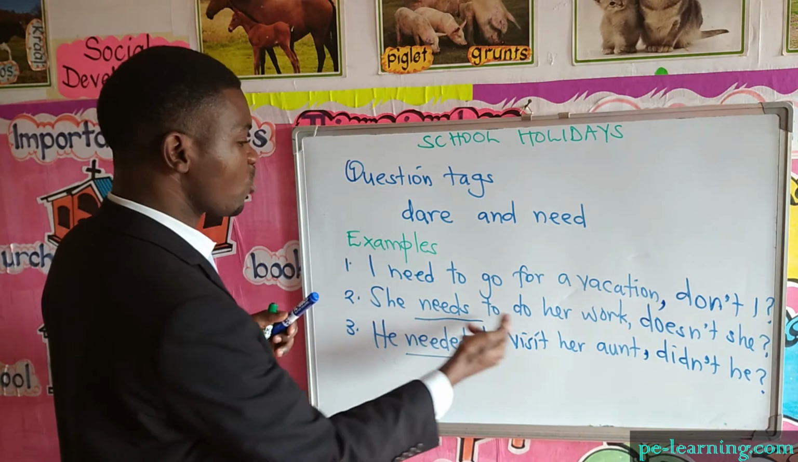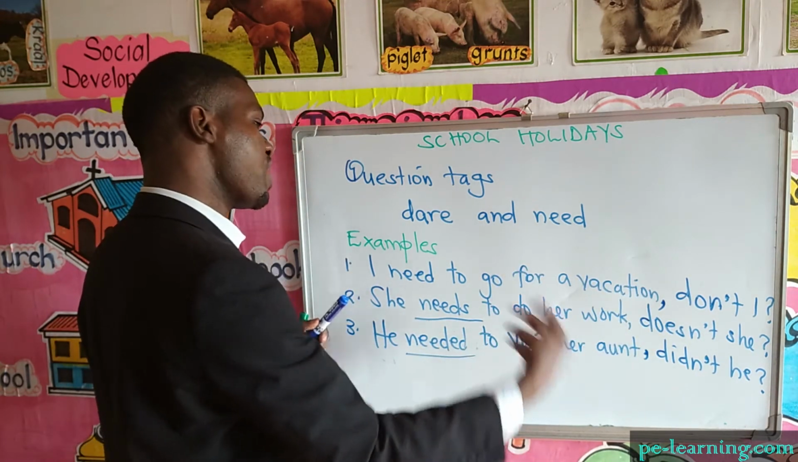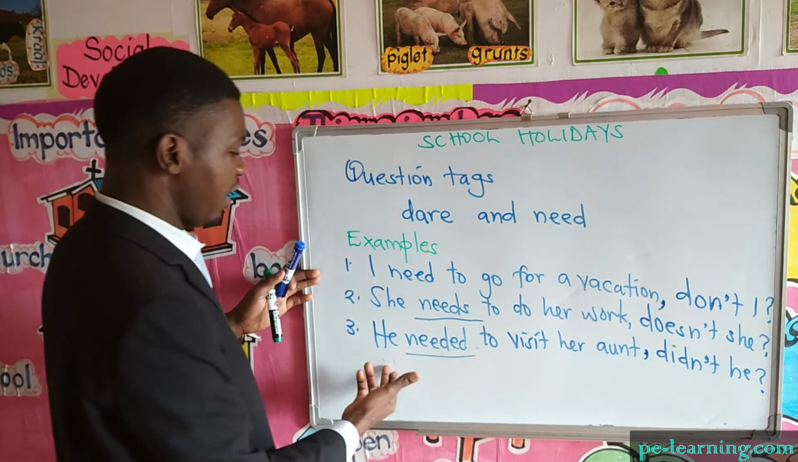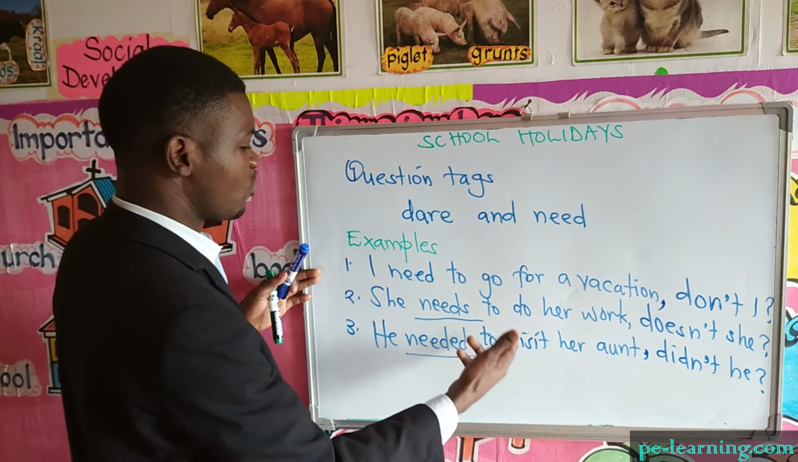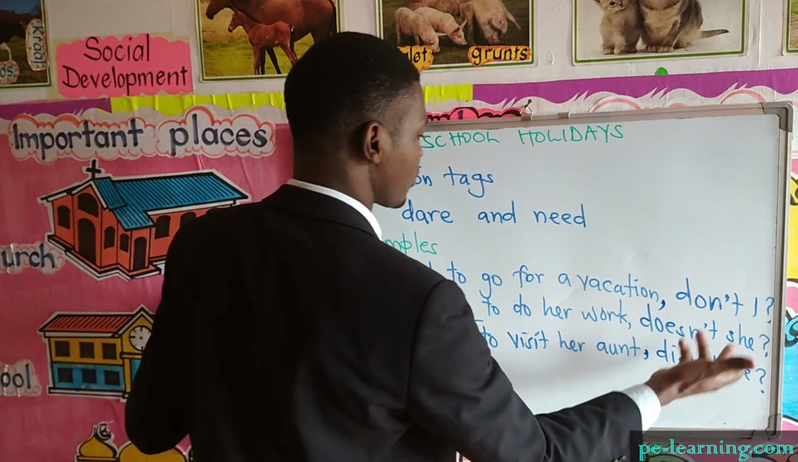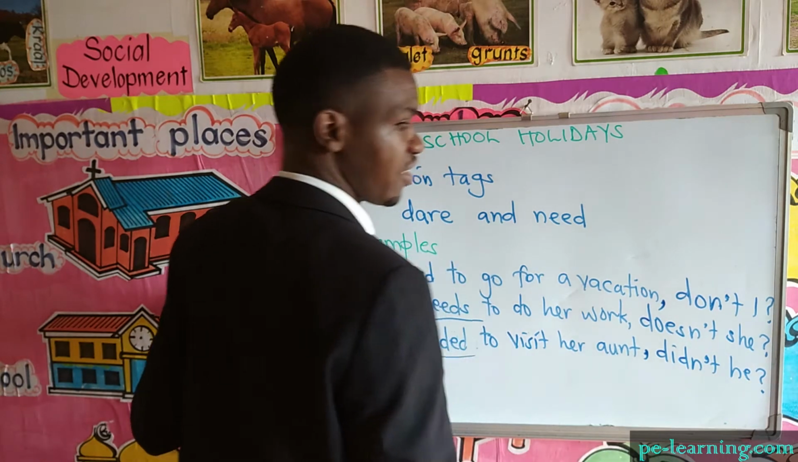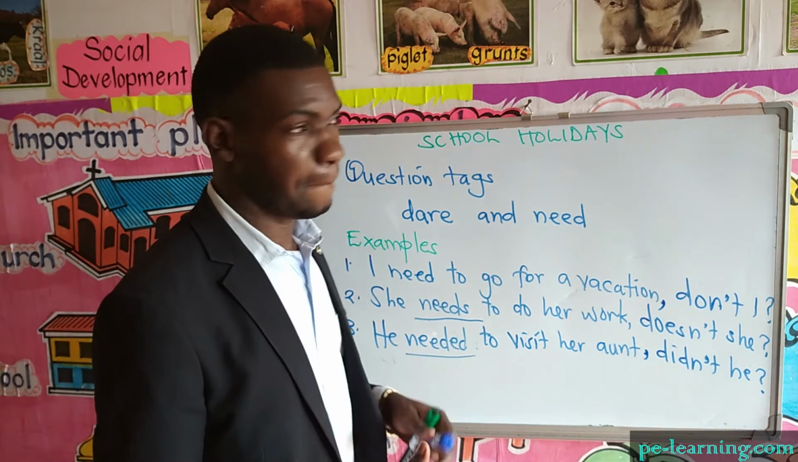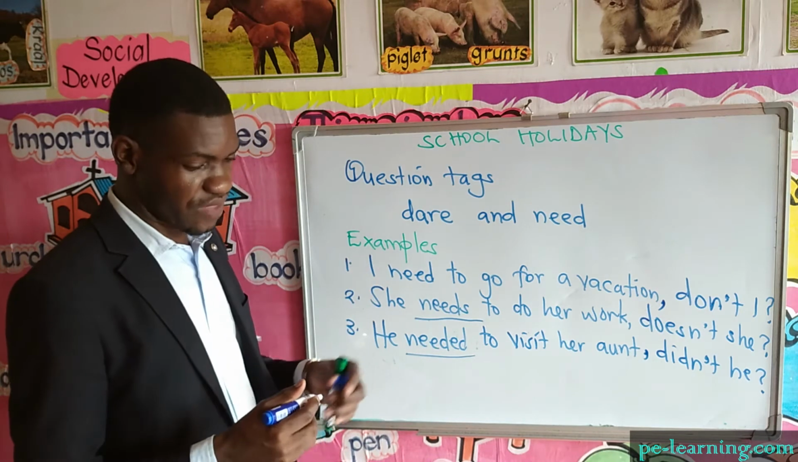She doesn't need to do her homework. The question tag will be, does she? And then, he didn't need to visit her auntie. The question tag will be, did he? As simple as that. We cross and go to the use of dare.